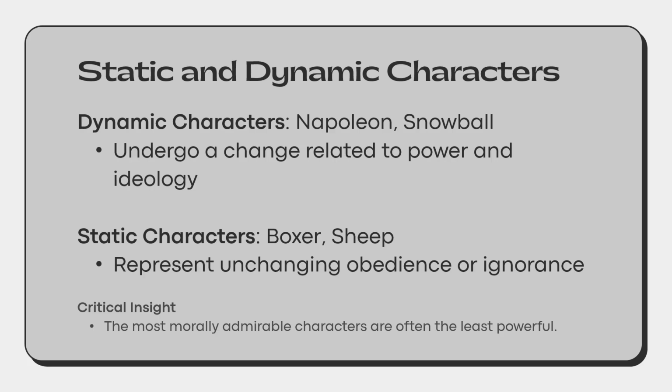Characters in literature may be static or dynamic. Dynamic characters undergo significant change, while static characters remain largely the same. In Animal Farm, Napoleon and Snowball are dynamic characters whose beliefs and actions evolve as the struggle for power intensifies. In contrast, Boxer remains static. His loyalty and dedication never change, even when these traits are exploited by those in authority.